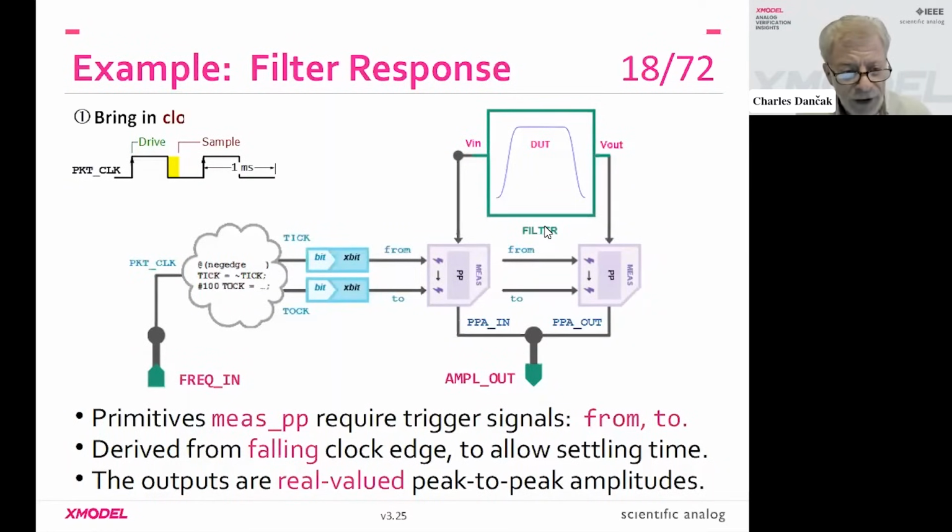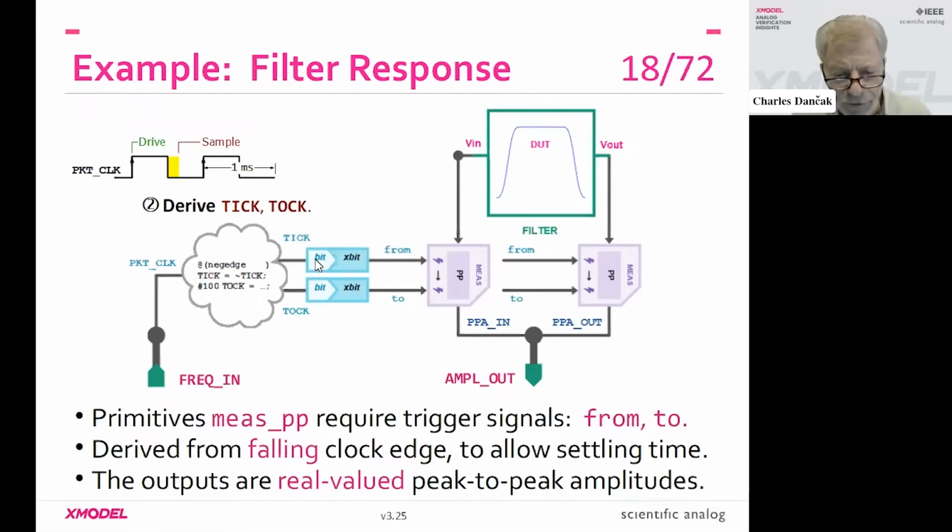So on slide 18, here we bring in the clock along the interface bus. We assume we're launching new stimuli at the very beginning of the cycle. So there's half a cycle of settling time. And then this yellow highlighted interval between tick and tock is where we do the peak-to-peak amplitude measurement.